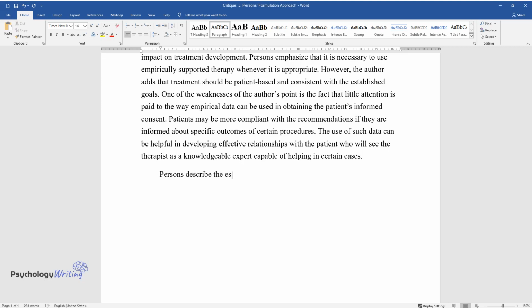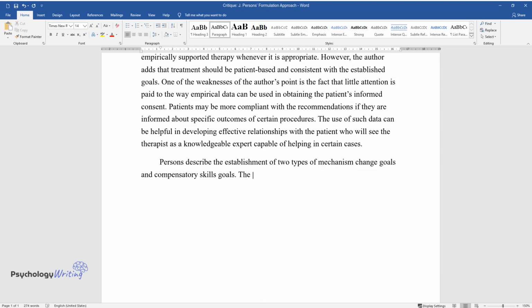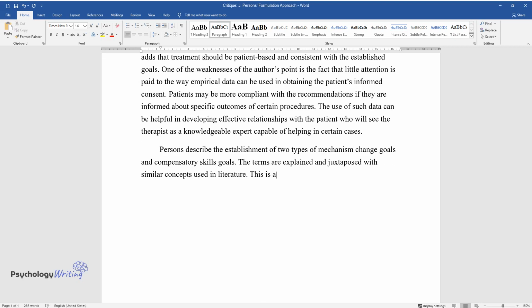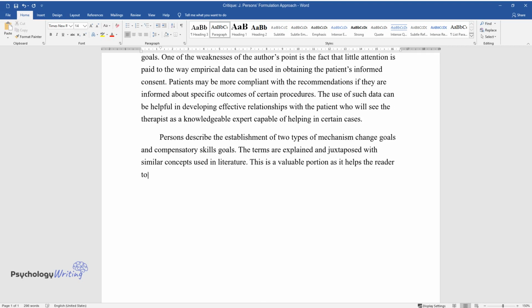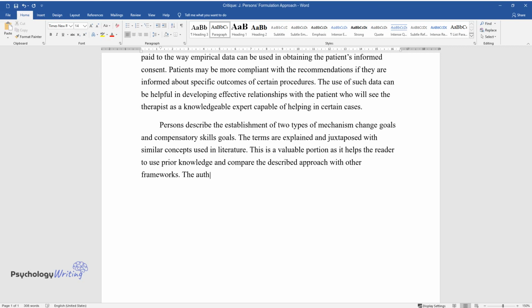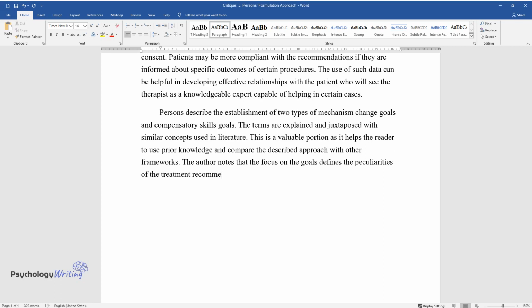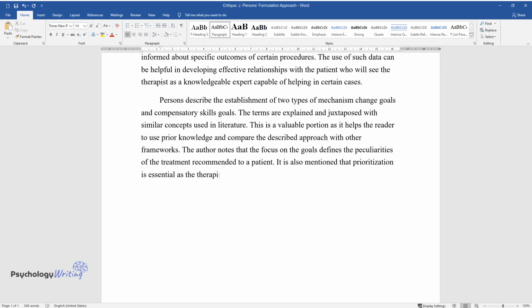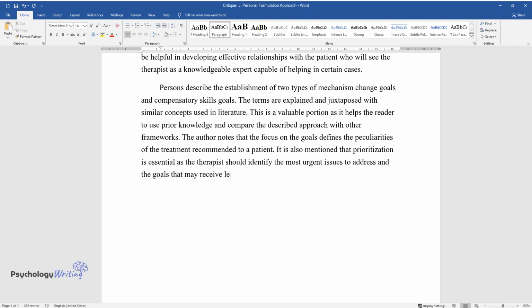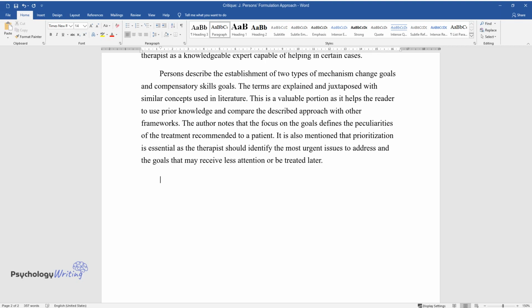Persons describe the establishment of two types of goals: mechanism change goals and compensatory skills goals. The terms are explained and juxtaposed with similar concepts used in literature. This is a valuable portion as it helps the reader to use prior knowledge and compare the described approach with other frameworks. The author notes that the focus on the goals defines the peculiarities of the treatment recommended to a patient. It is also mentioned that prioritization is essential as the therapist should identify the most urgent issues to address and the goals that may receive less attention or be treated later.